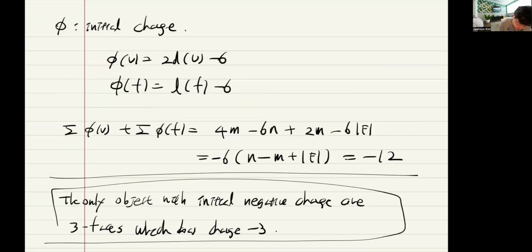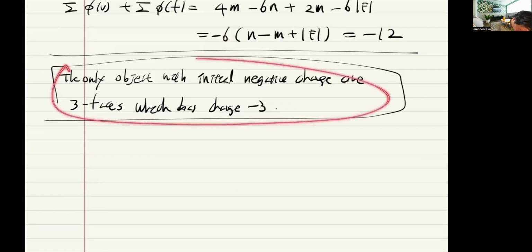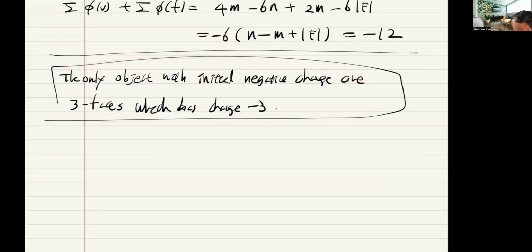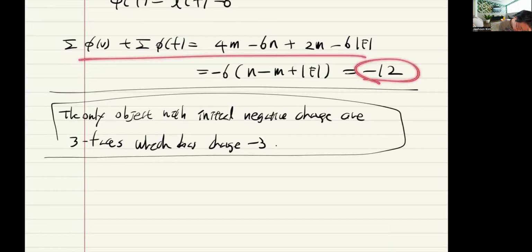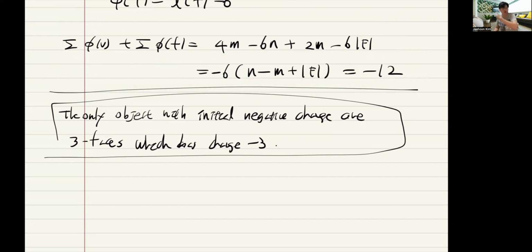And everything else is positive, and this is also positive, with minimum degree at least 3. So they are the only ones with negative charge. To get the contradiction, we want to show that every object at the end has a non-negative charge. But everything else already has a non-negative charge except this one.